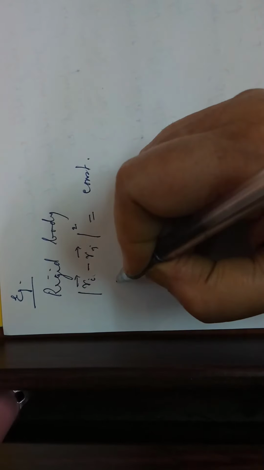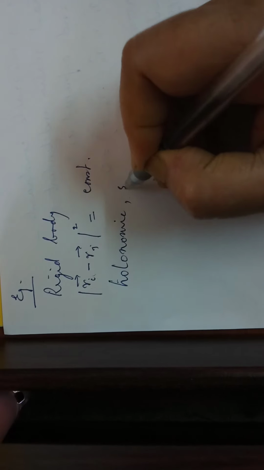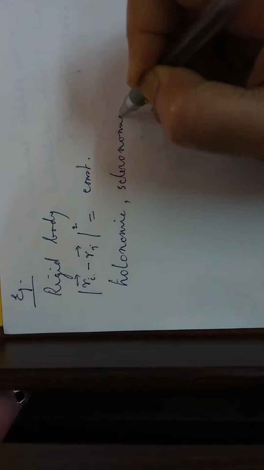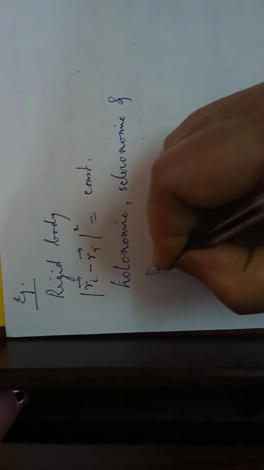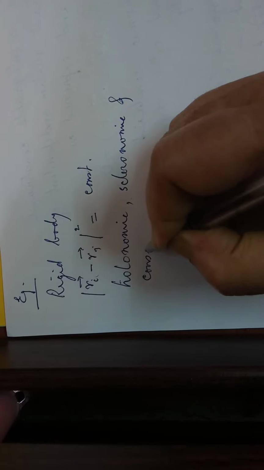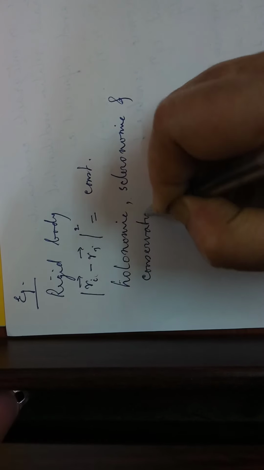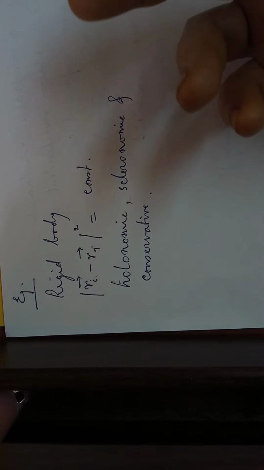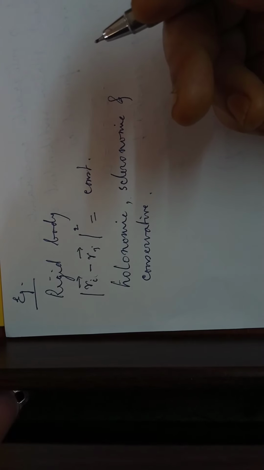So the constraints that are satisfied over here are: the constraint is holonomic because it is velocity independent. It is scleronomic because it is time independent, and conservative, because here the work done over the closed path will be equal to 0. Okay, so let us take another simple example.